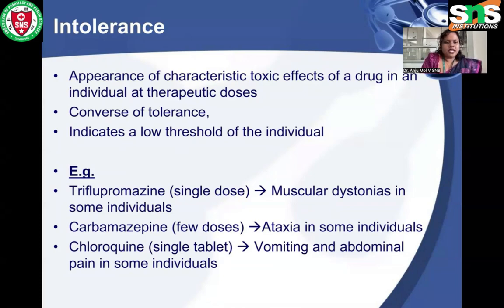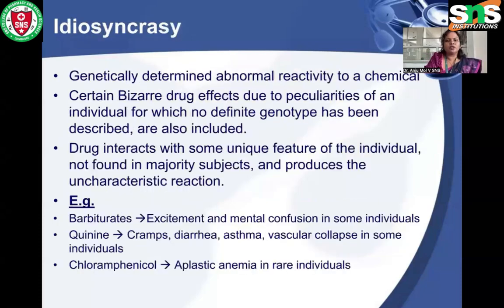Triflupromazine. When we take it as a single dose, it can cause muscular dystonias in some individuals. Like that, carbamazepine, a few doses can cause ataxia in some individuals. Like that, chloroquine, even a single tablet can cause vomiting and abdominal pain in some individuals.